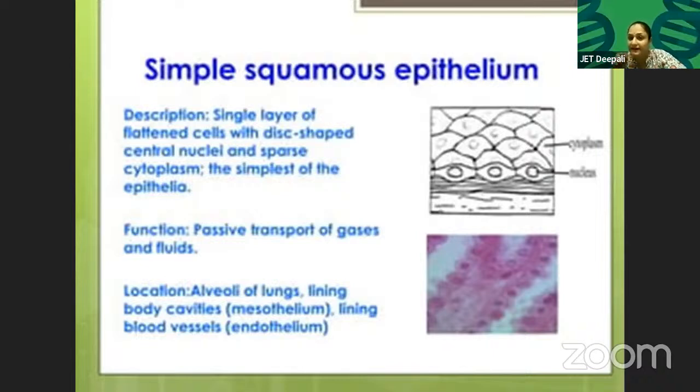They are present only where you don't have to provide protection. Organs are already protected in some kind of cavity. So they are present only where you don't have to provide protection from stress. Lining blood vessels, endothelium. Blood vessels are already protected by the skin and the body. So simple squamous epithelium is present where you don't need any protection, where cuts or wounds are not possible.